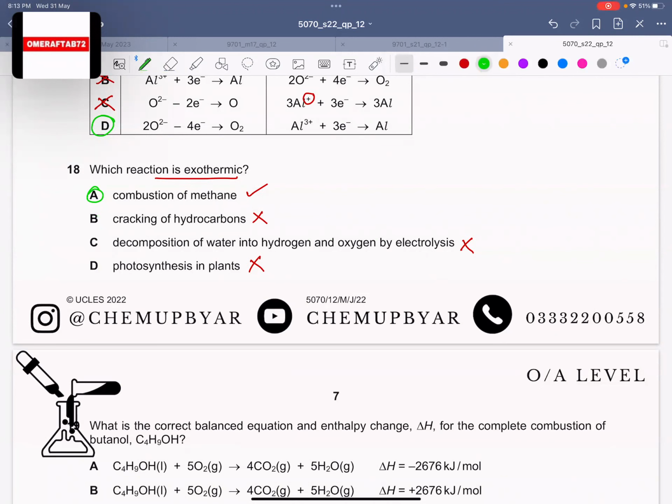So A is your correct answer in this case. B, C, and D are wrong. Yes, sir.